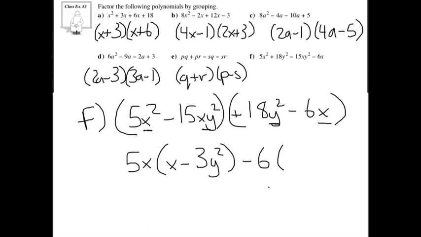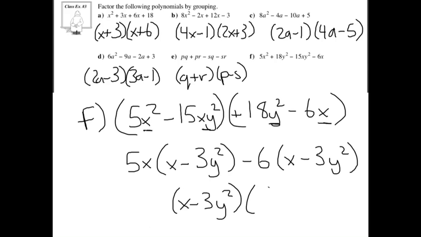We have y and then x. They're not going to be so easy to reverse unless you divide it by negative. So that's going to leave you with x minus 3y squared. So now that we have that in common, you can take that out. It's going to be x minus 3y squared. And in the other set, it's going to be 5x minus 6.